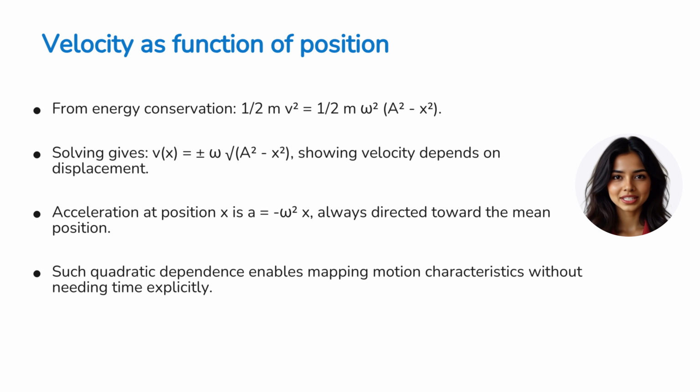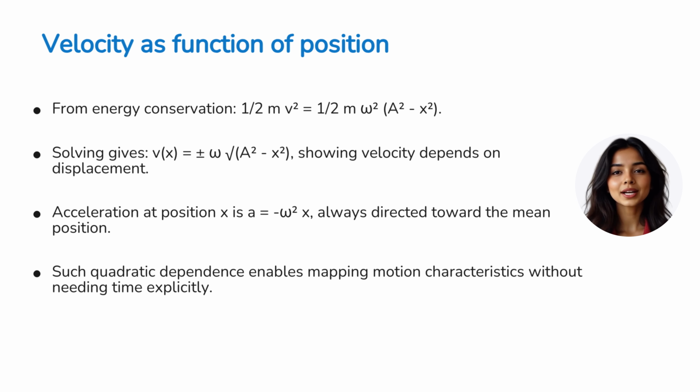Let's connect the dots between energy and motion in simple harmonic motion, focusing on how velocity depends on position rather than time. Starting with energy conservation, the kinetic energy, 1/2 times mass times velocity squared, equals the total energy minus potential energy. Written mathematically, kinetic energy equals 1/2 mass omega squared times capital A squared minus x squared, where x is displacement. Rearranging this, velocity as a function of position becomes plus or minus omega times the square root of capital A squared minus x squared.